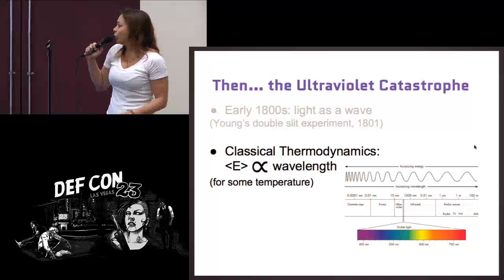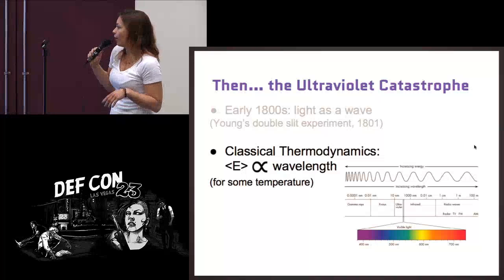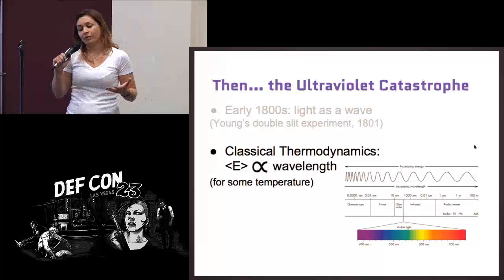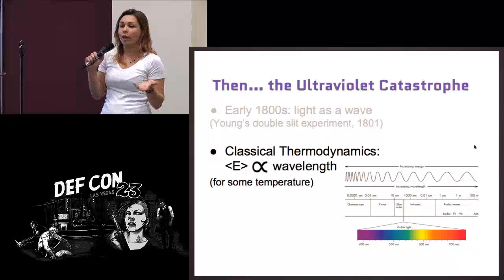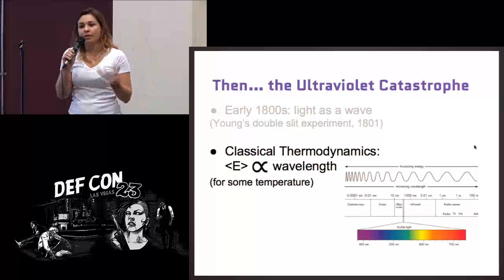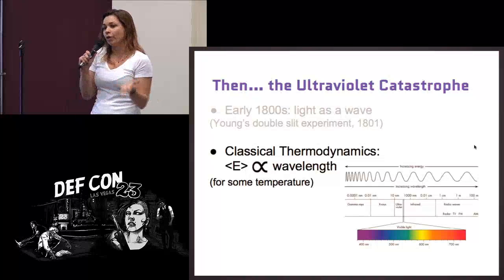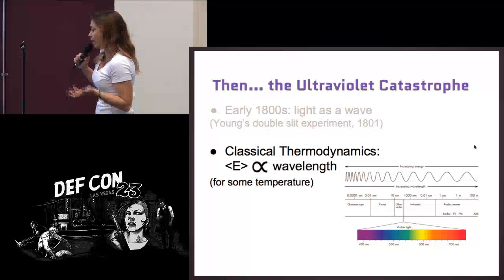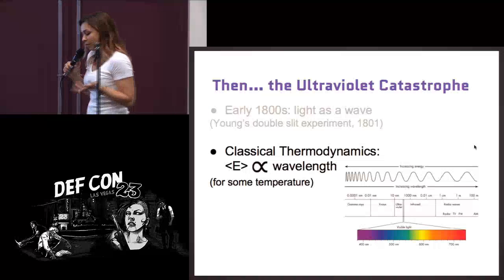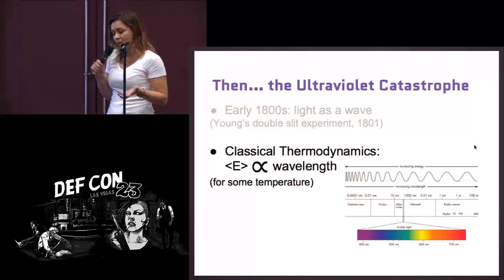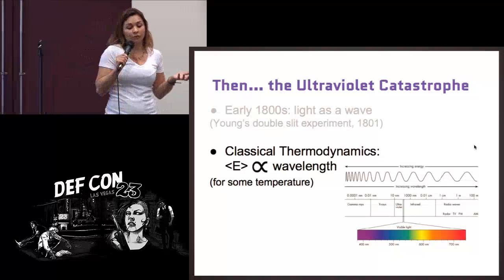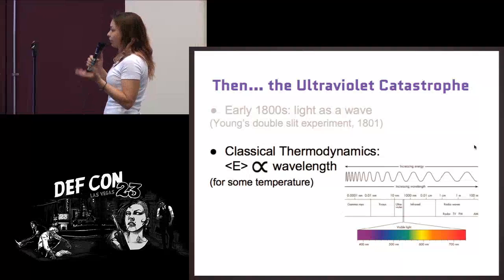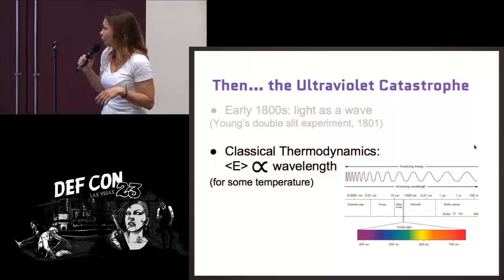There is one. If you go back to classic thermodynamics, the intensity of what they would call a black body, but a black body is just something that emits more than the receiver. For example, the sun is a black body. So the intensity of a black body was thought in classical physics to be just proportional to the wavelength or the frequency at some temperature.